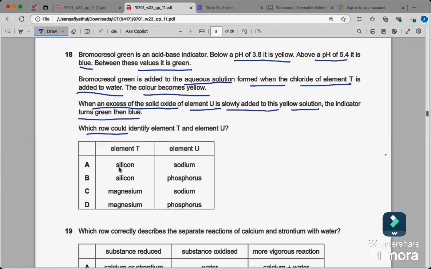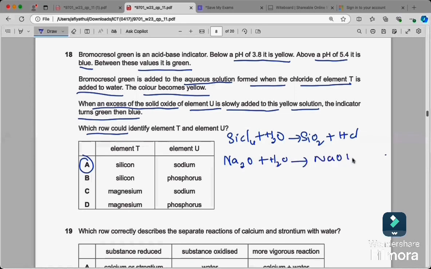So here, the best option which describes element T and element U should be silicon and sodium. Let's see why. They said when the chloride of element T, so silicon chloride, is added to the water, you're going to form silicon oxide with the HCl. And when sodium oxide reacts with the water, we are going to form sodium hydroxide. And sodium hydroxide is the base and it will turn to blue color, isn't it?